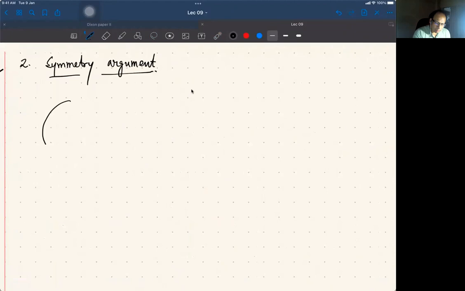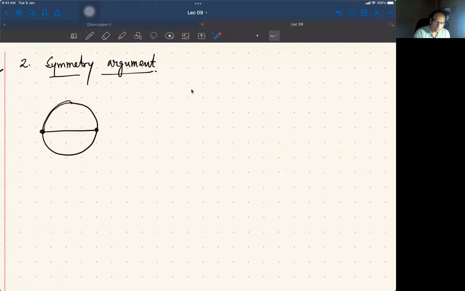So let us look at this diagram. Then of course, there are 2 symmetries. One is the interchange among these lines. These are the 3 lines. This line, and this line. You can interchange among themselves. And of course, if you do, then the diagram does not change.